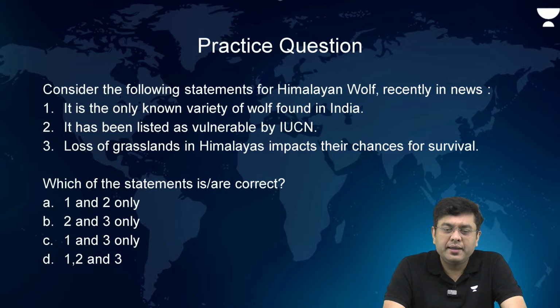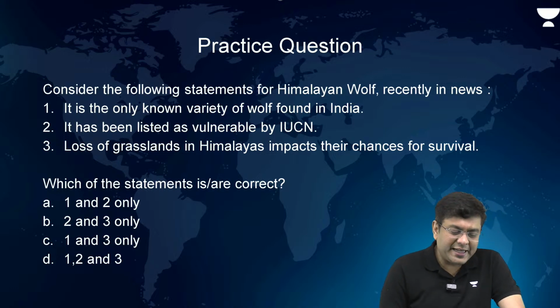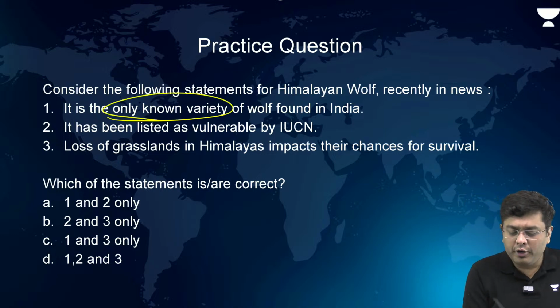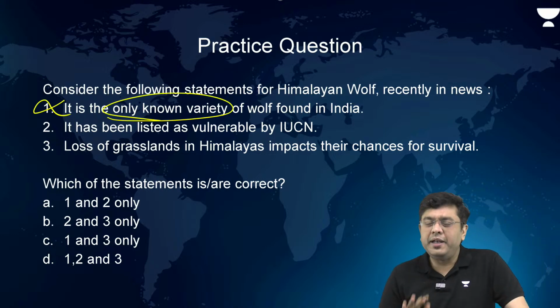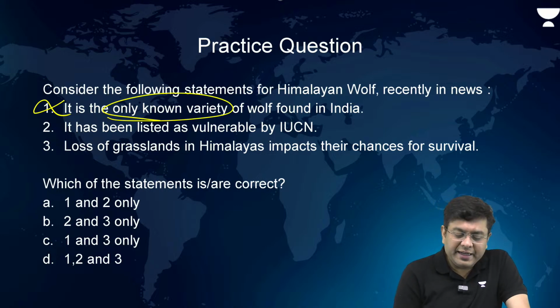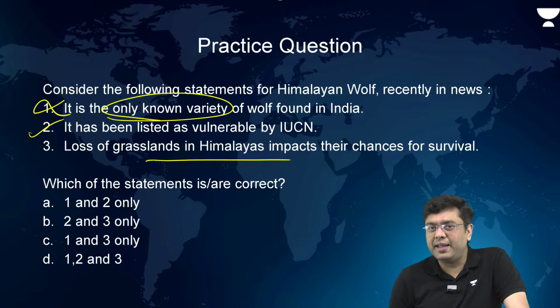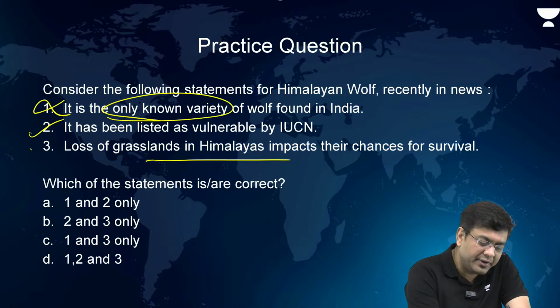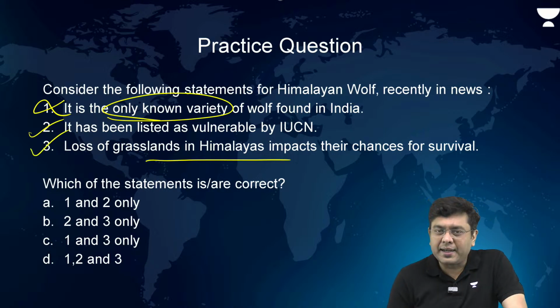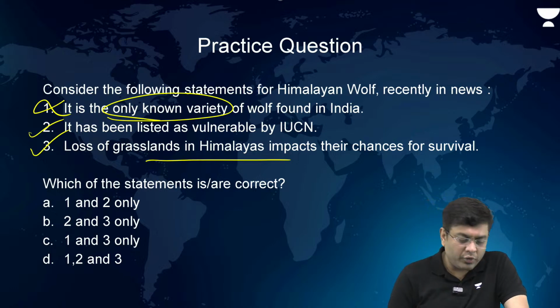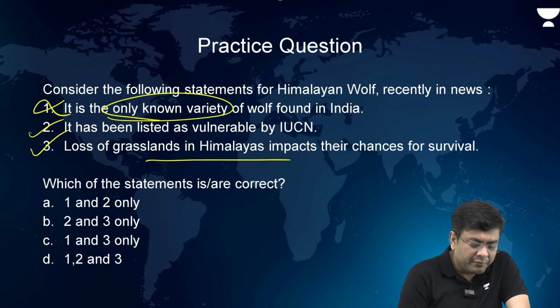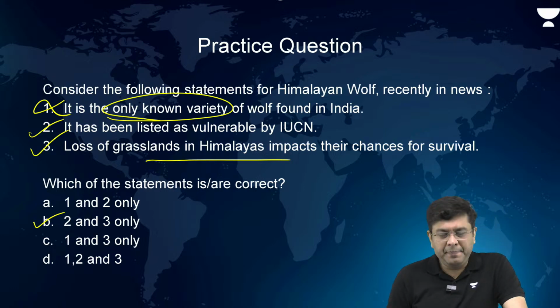So what do you think is the correct answer in this case? The first statement, it is the only known variety of wolf. No. You have the common Indian wolf also to be found. It has been listed as vulnerable. Yes. Loss of grasslands in the Himalayas impacts their chances of survival. Yes, by impacting the population of the herbivores. Right? So which is correct? B, 2 and 3 is correct.